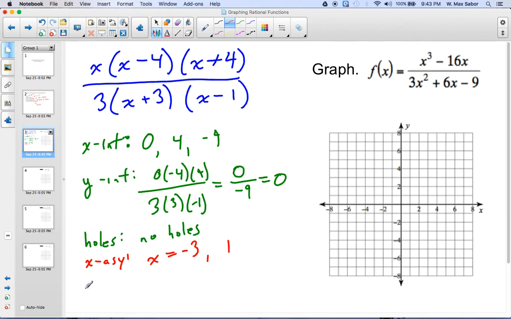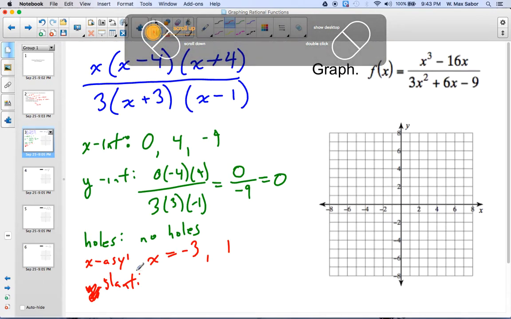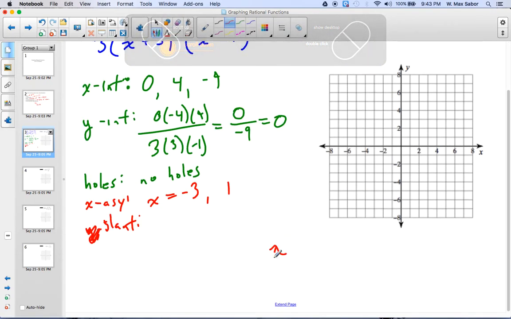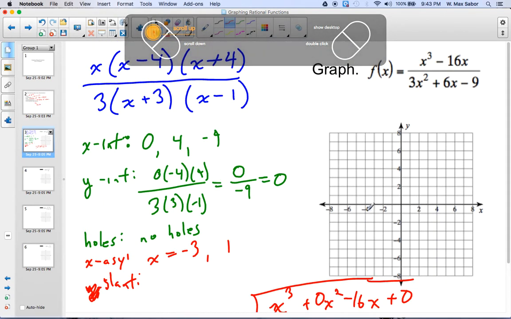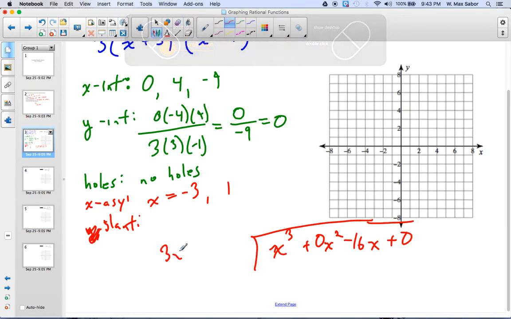And then our y asymptotes, or our horizontal asymptotes. No, this will actually be a slant asymptote. We're going to have to divide that out. So that's x cubed minus 16x divided by, I should write that out the long way, x cubed plus 0x squared minus 16x plus 0, all divided by 3x squared plus 6x minus 9.